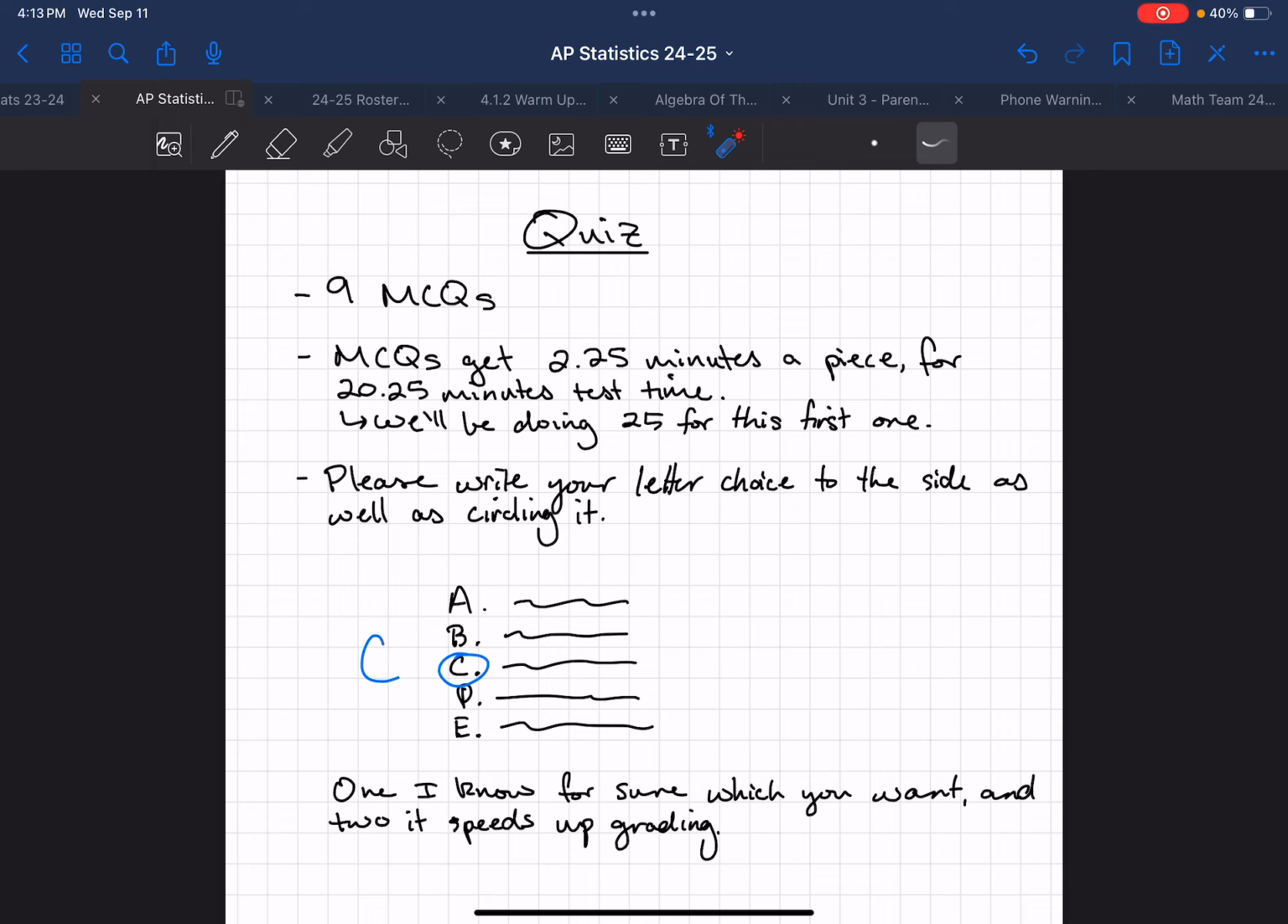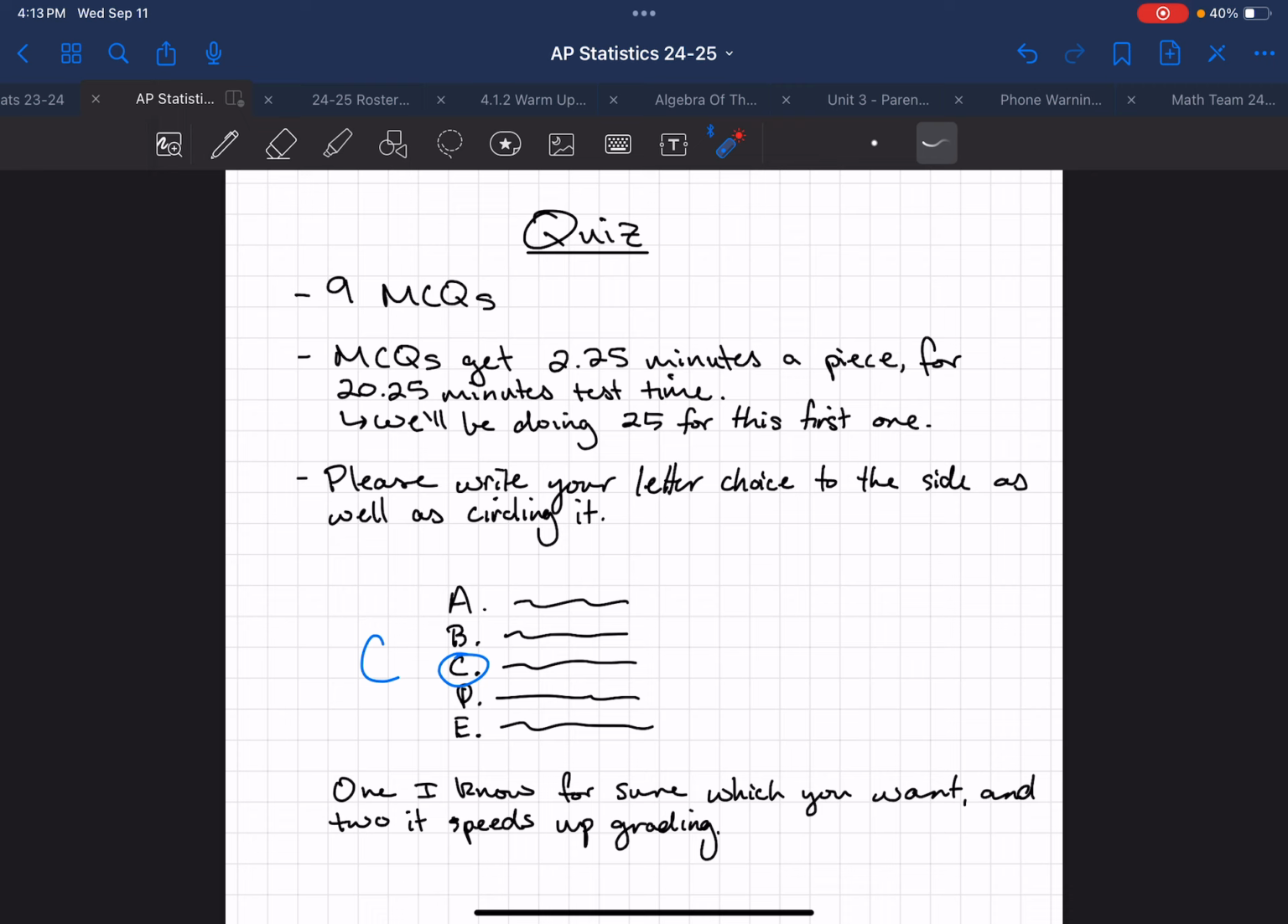And keep in mind, this is the first quiz of the year. If it feels hard, good. That means you're going to be challenged. If it feels easy, don't worry. It'll get more difficult. And if you were freaking out earlier, ignore that last sentence.